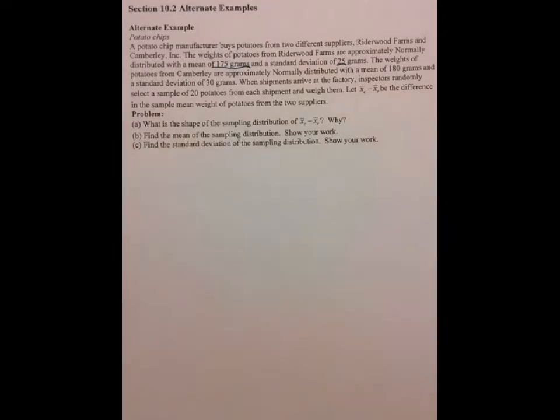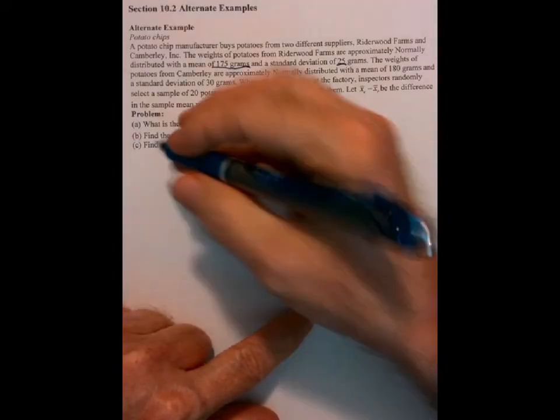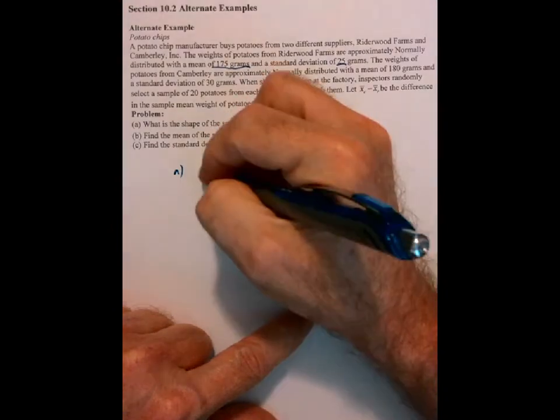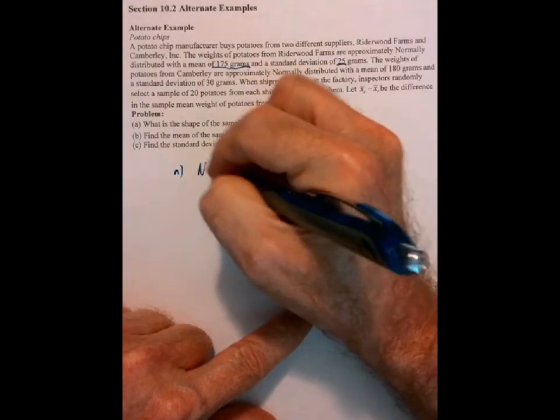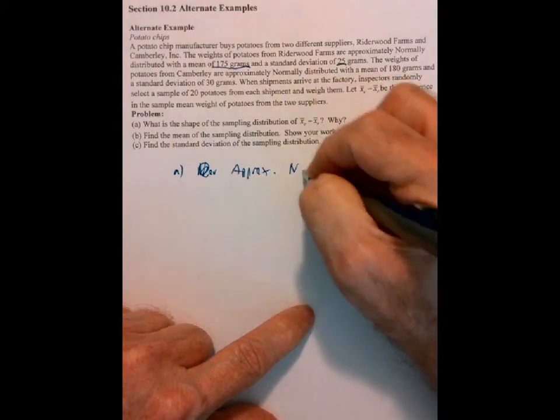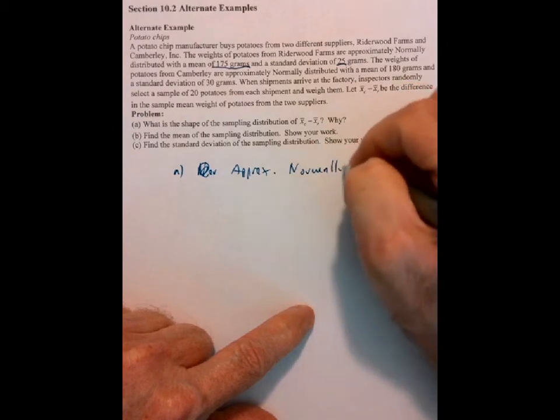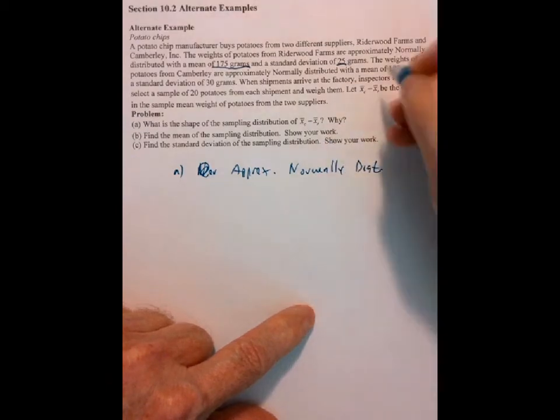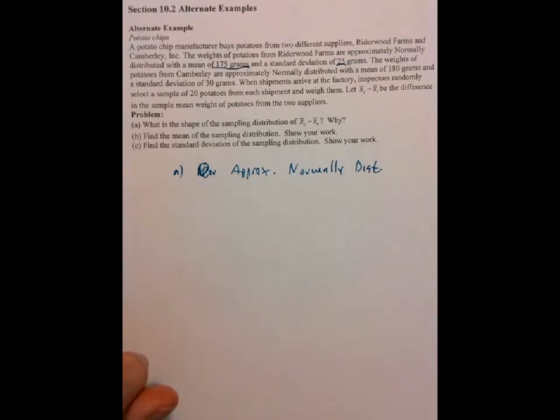So what is the shape? We can say A, that the sampling distribution of the difference is going to be approximately normally distributed. And why is that? Because the populations of the two individual potato weights are normally distributed. B, what's the mean of the difference between them?